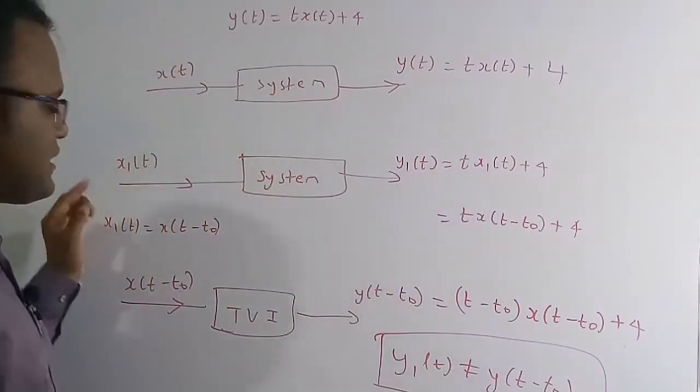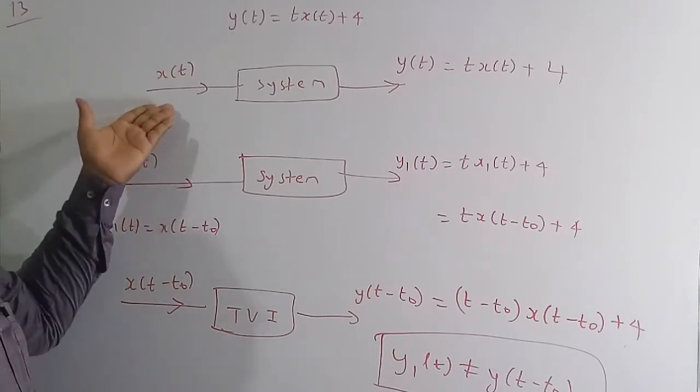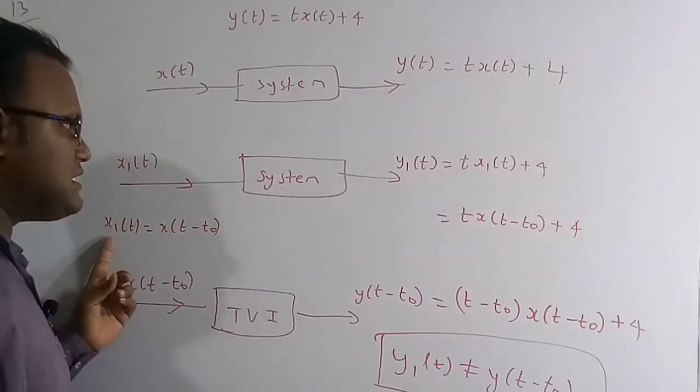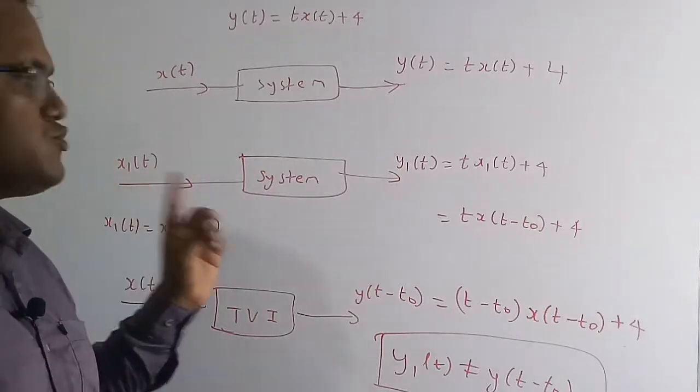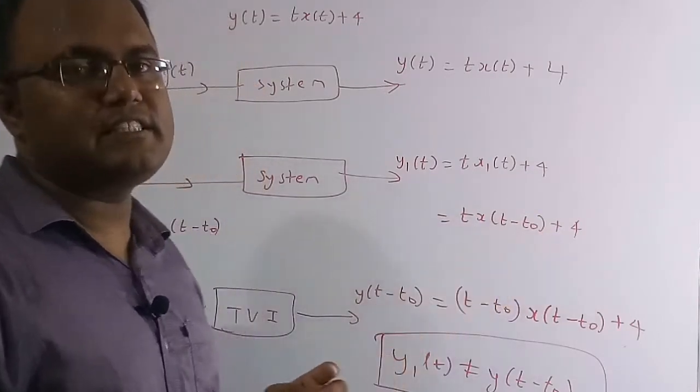So for this new input, if this new input is a small delay in the previous input, which is x of t minus t naught, wherever x1 of t is there, you need to substitute x of t minus t naught. So therefore we got y1 of t is equal to t into x of t minus t naught plus 4. This is the expression we got.